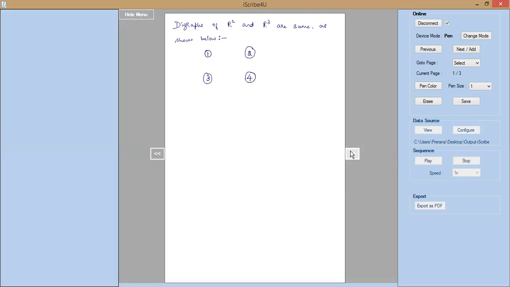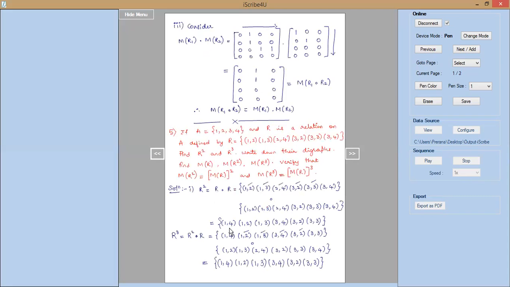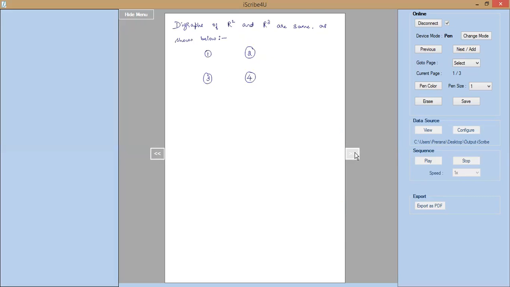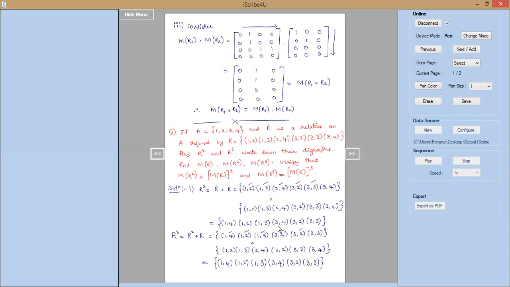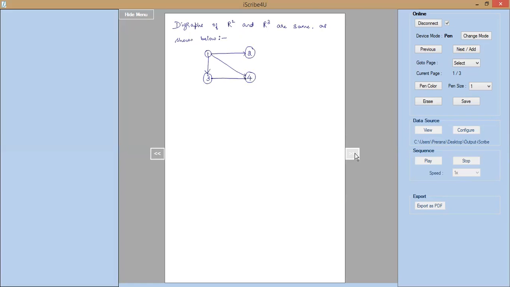The order or the way of writing these circles or vertices is left to the writer's choice. R square and R cube have the same digraphs. The elements are (1,4), (1,2), (1,3). Then the next set of elements are (3,4), (3,2), (3,3). For (3,3), there is a loop. So this is the digraph of R square, which is the same as the digraph of R cube.